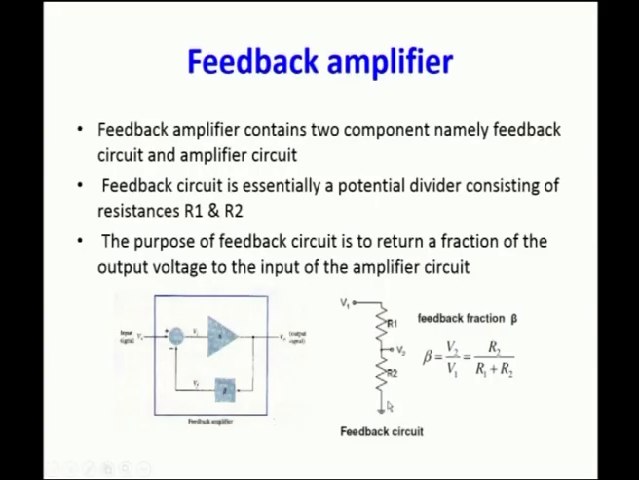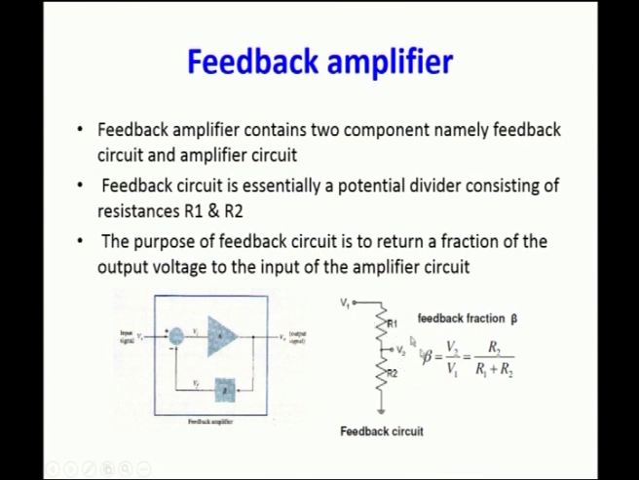The picture shows the feedback circuit in which there are two potential dividers, that is resistances R1 and R2. The purpose of the feedback circuit is to feed back some portion of the output to the input signal, which has been shown in this circuit diagram or block diagram. The purpose of feedback circuit is to return a fraction of the output voltage to the input of the amplifier circuit. So, how do you calculate the fraction of the output voltage through these feedback circuits?